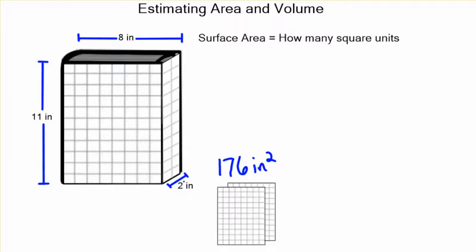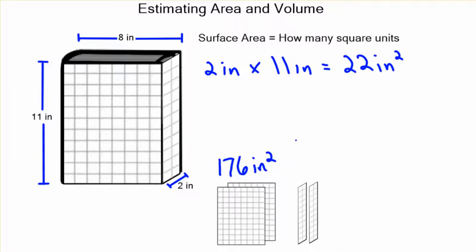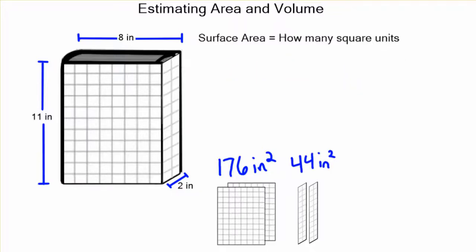The side is going to be 2 inches by 11 inches. How many square inches are there going to be there? Well, as you guessed, 2 times 11 is going to give you 22 square inches. Now, there's a right side and a left side, so we're going to multiply 2 times those 22 squares and get 44 square inches. Our last surface is going to be the top and bottom.